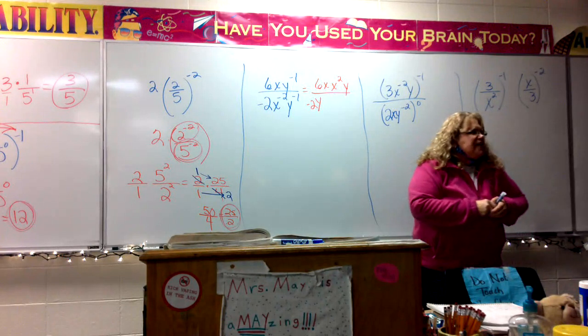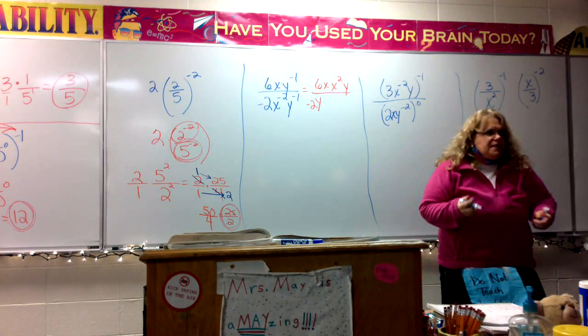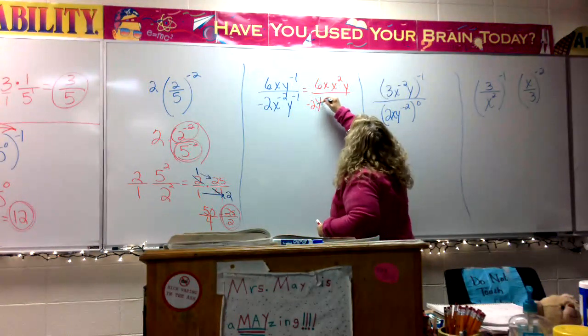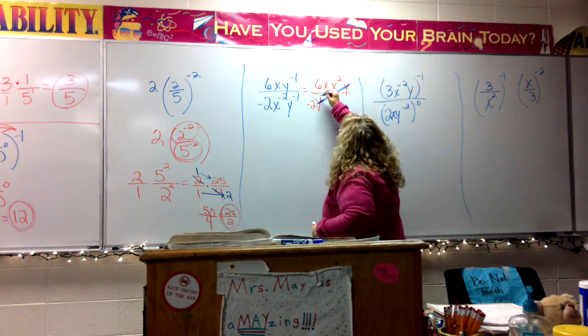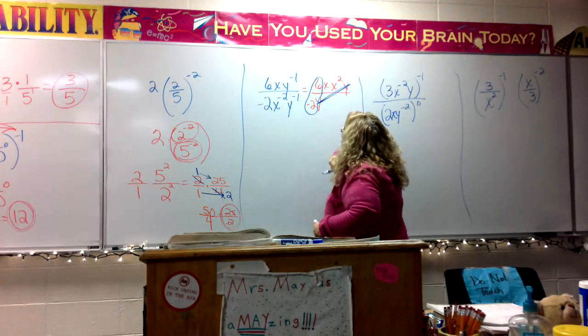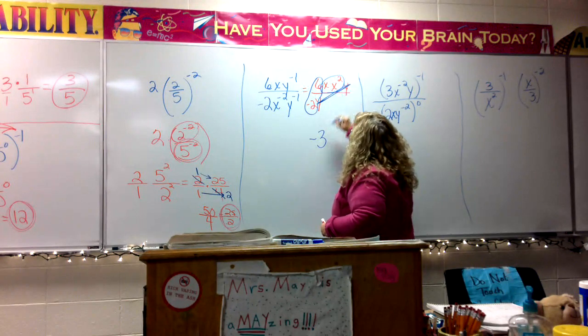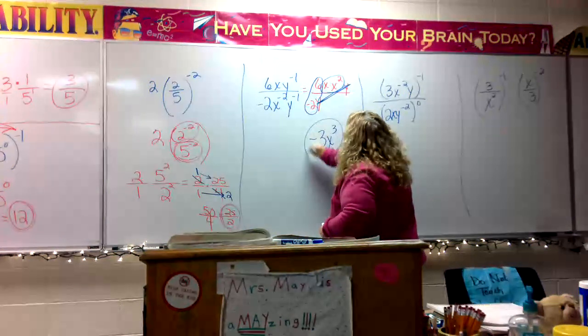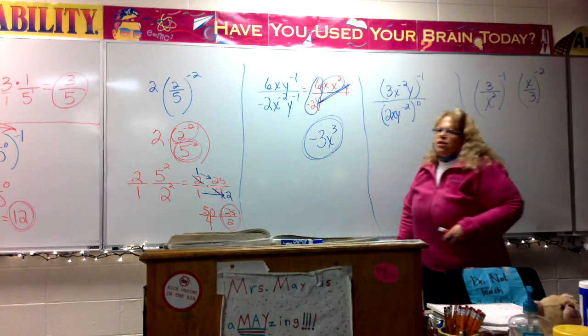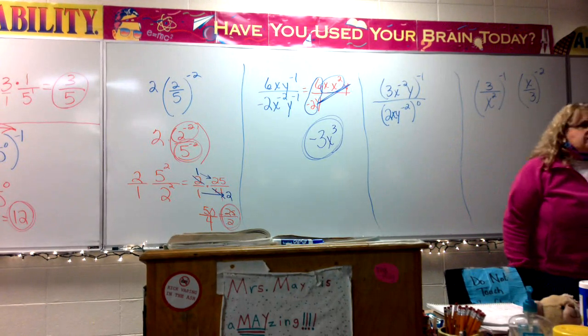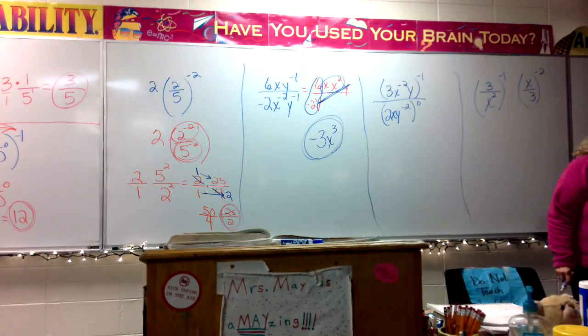And once you get everything where it needs to be, then you can cancel. Like, see this side of y over y? What's this? -3. And what's this? X to the third. I think that's all I have. -3x to the third. That's not so bad, right? Anybody with questions so far? Is it all coming back to you now? Oh, it never left.